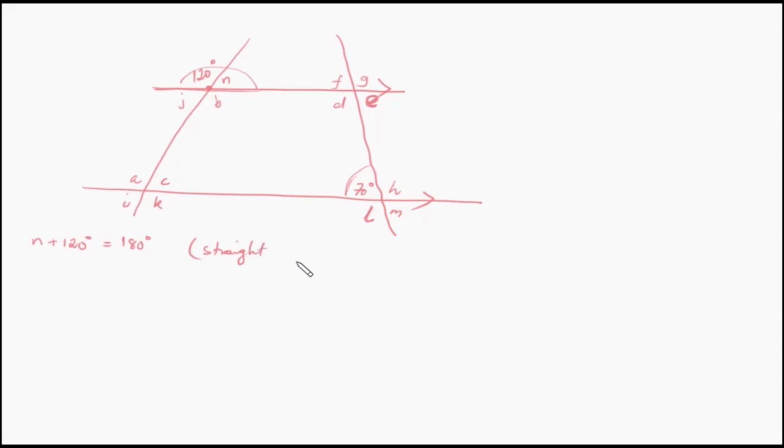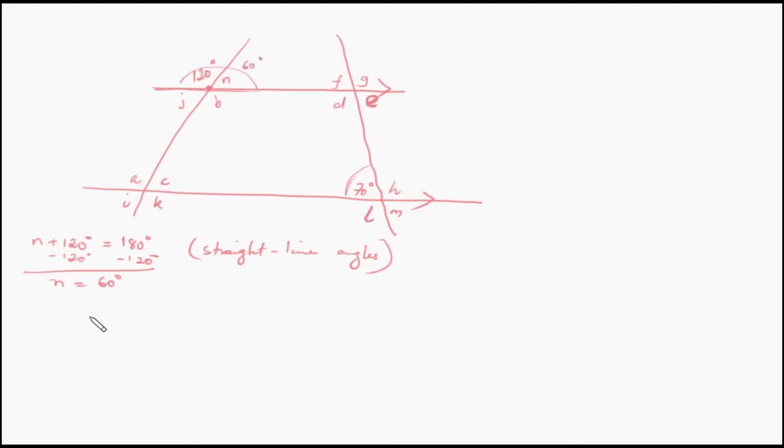Straight line angles. You can just say that. Once you say straight line angles, the examiner will give you a mark. That is your reason here. Now, what you do is solve for n. So you subtract 120 degrees from both sides. Ultimately you have n equals 60 degrees. All right, so n is 60 here.